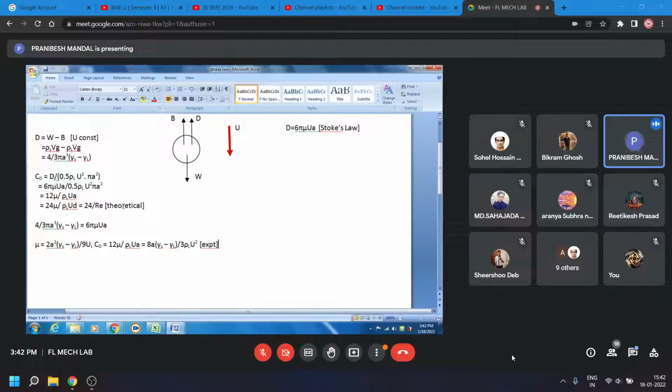the theoretical CD and actual or experimental CD in order to verify how accurate my Stokes law is. Could I make the point clear?